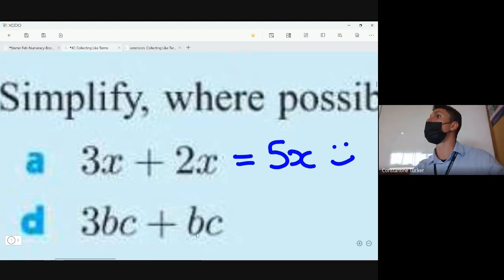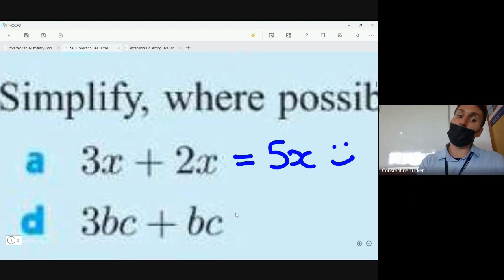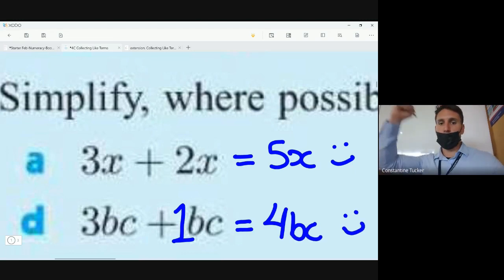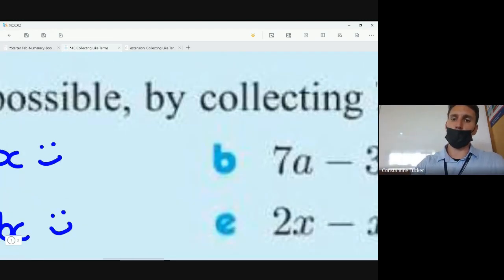3bc, collecting like terms. Exactly. 3bc plus bc, there is an invisible 1. So 3bc plus 1bc, 4bc. Exactly. Great. Let's move on to 2 more examples.